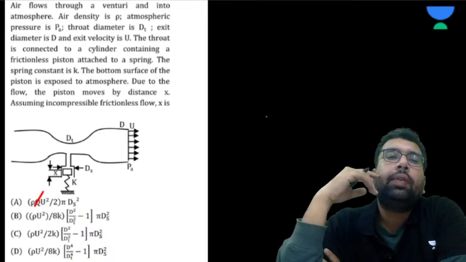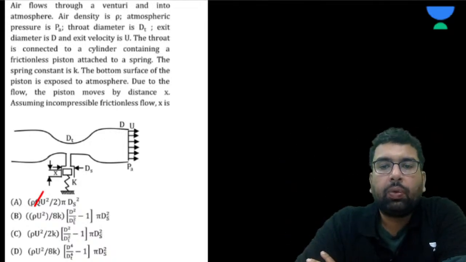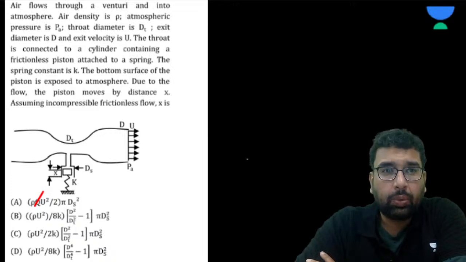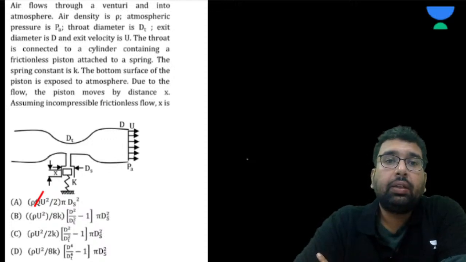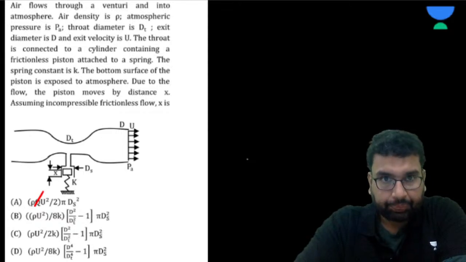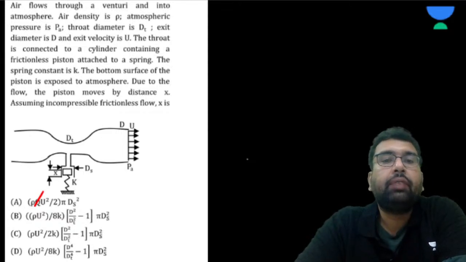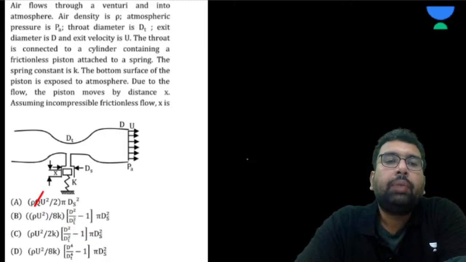It says air flows through a venturi and into the atmosphere. Air density is rho, atmospheric pressure is PA, throat diameter is dt, exit diameter is d, exit velocity is u. The throat is connected to a cylinder containing a frictionless piston attached to a spring. The spring constant is K. The bottom surface of the piston is exposed to the atmosphere. Due to the flow, the piston moves by the distance x, assuming incompressible flow.